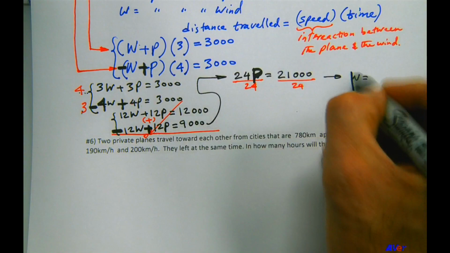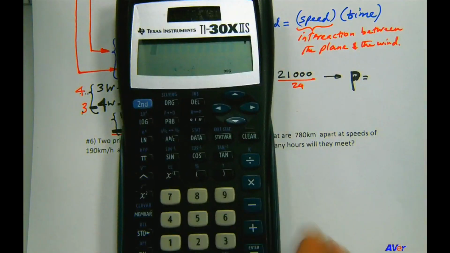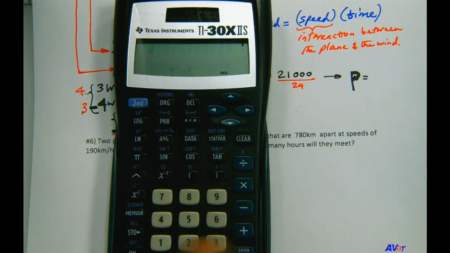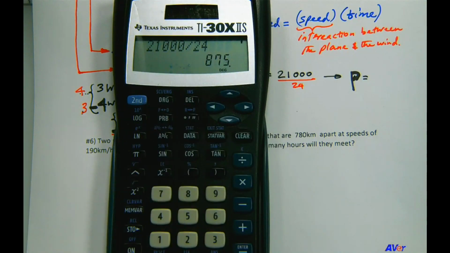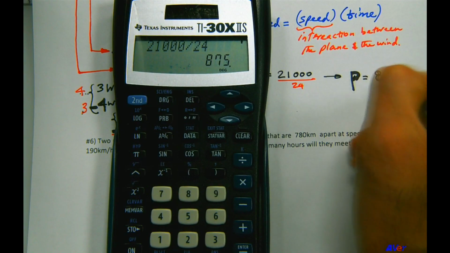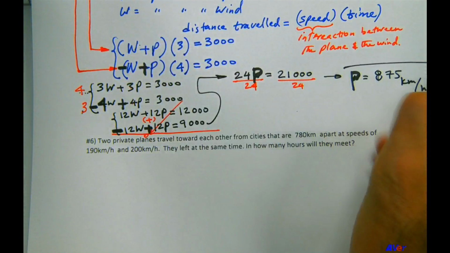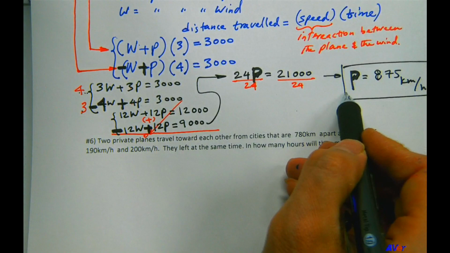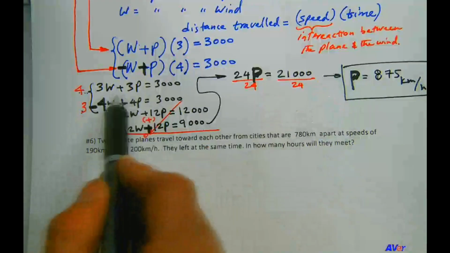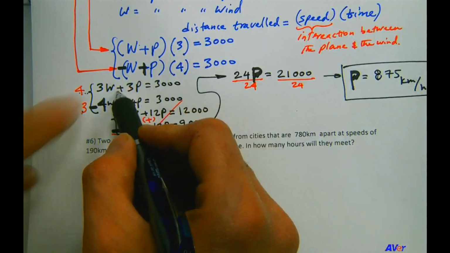And then P, the speed of the plane, is what it should make sense then. 21,000. So 21,000 divided by 24 is 875 kilometers per hour. So that's the speed of the plane. And then we can plug this back into any of the original equations and solve for the wind speed. Let's say the first one.